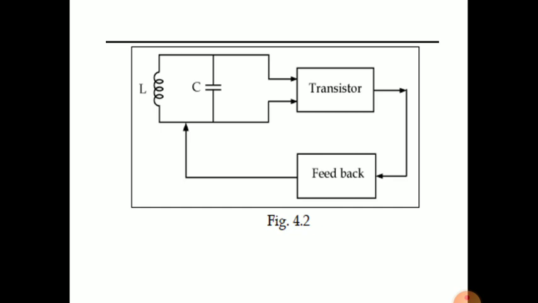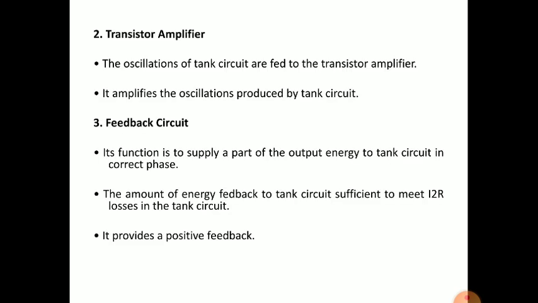Now see the block diagram. We have the tank circuit followed by the transistor amplifier and a feedback network. A transistor amplifier, what will it do? The oscillations of the tank circuit are fed to the transistor amplifier. It amplifies the oscillations produced by the tank circuit, right? But you may have some doubt: we don't use any input signal in case of these oscillations, then where will the tank circuit oscillations come from? Because the oscillations of the tank circuit come from the DC source itself.